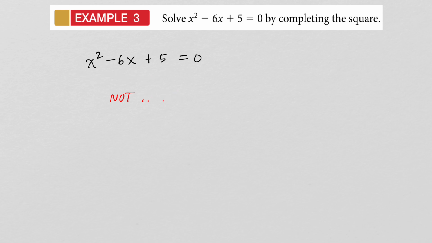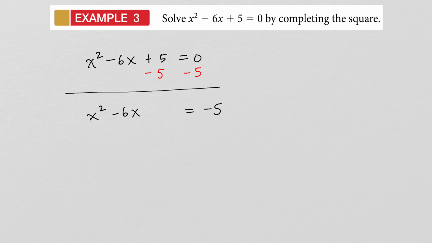So first thing I'm going to do is say that we need to have the correct number here on the end to make this a perfect square. 5 is not the correct number. So let's get rid of the 5. And I could do that by simply subtracting 5 from both sides. So now I have negative 5 on the right-hand side.